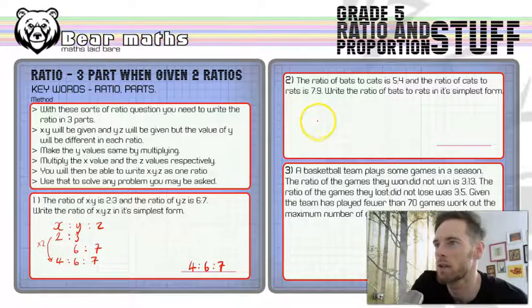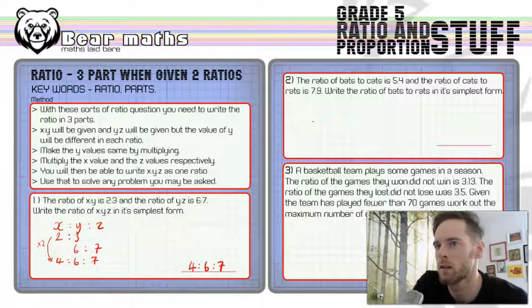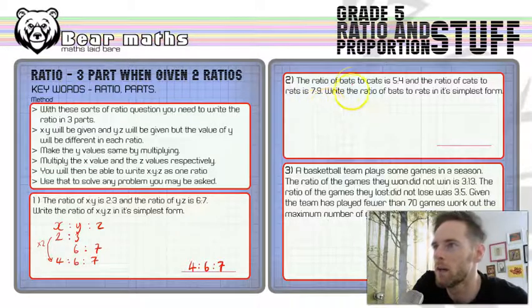Question number 2, we've got the ratio of bats to cats is 5 to 4. The ratio of cats to rats is 7 to 9. Write the ratio of bats to rats in its simplest form. So a little bit more to do here, a little bit more to think about, and the annoying thing they do within questions is making the different types of animals rhyme. So bats to cats, B to C, and then cats to rats. So B to C to R, we can write down the three-part ratio here. We've got 5 to 4, and then we've got cats to rats is 7 to 9.